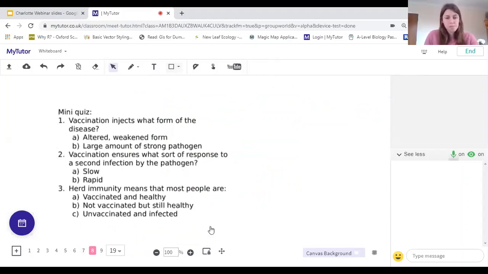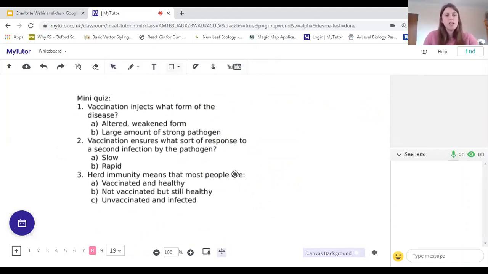Okay, mini quiz. So head to the chat. 1. Vaccination injects what form of the disease? A. An altered, weakened form, or B. Large amounts of a strong pathogen? Good. Lots of A's coming through. That's what we need. Fantastic. Okay, question 2. Vaccination ensures what sort of response to a second infection by the pathogen? A. Slow, or B. Rapid? Good, lots of B's. Fantastic.